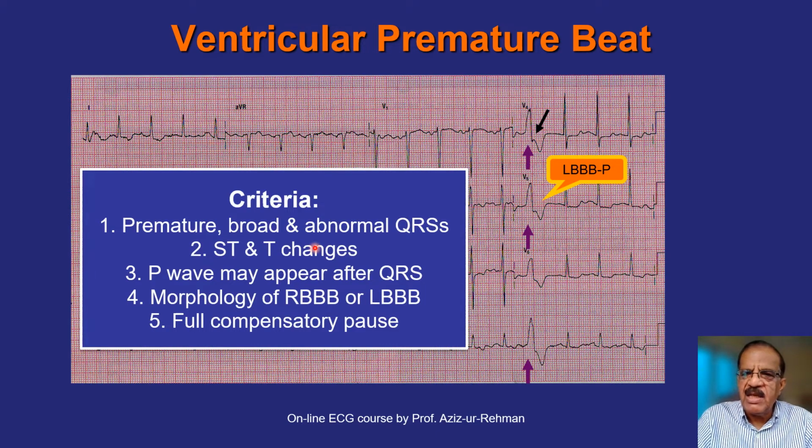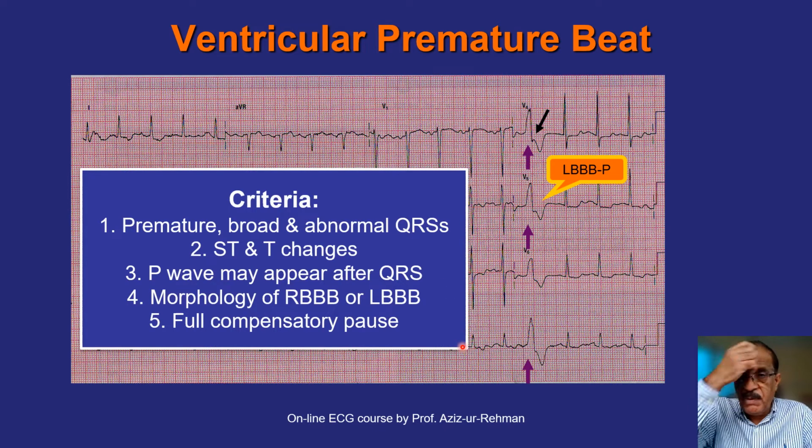In this case, it is an ectopic focus arising from somewhere that depolarizes the ventricles in an abnormal direction, in an abnormal way. So that is why everything will be different. The complexes will be premature, broad, and of different morphology. And that is the hallmark of ventricular premature beats.